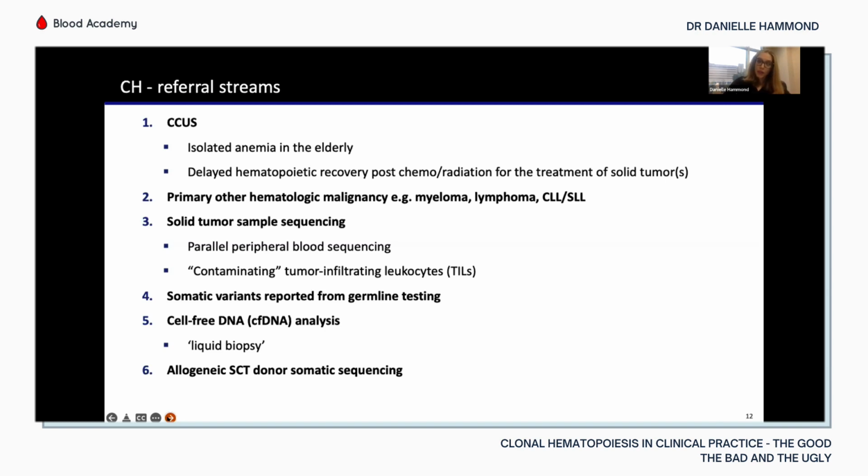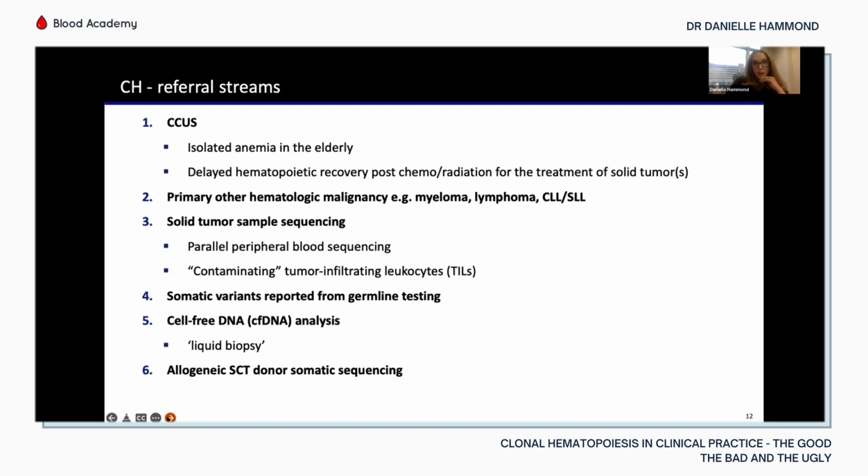For solid tumor NGS sequencing, I didn't understand this until recently: because solid tumor samples are almost always contaminated with blood, they usually do concurrent sequencing of the peripheral blood along with the solid tumor sample, and then use mutations picked up in the peripheral blood to filter out the sequencing on the solid tumor. But now inadvertently, you're picking up on clonal hematopoiesis in the peripheral blood, even though you're using it initially just as a sort of filtering factor.